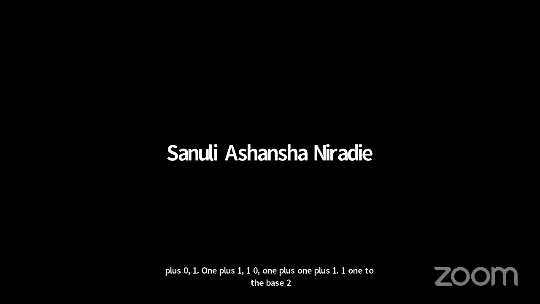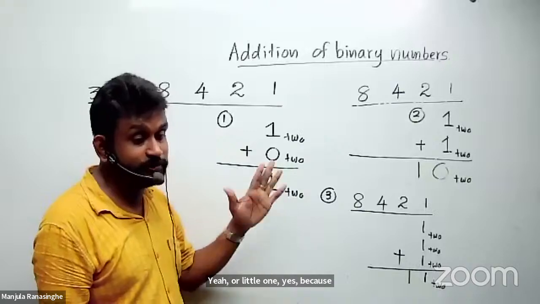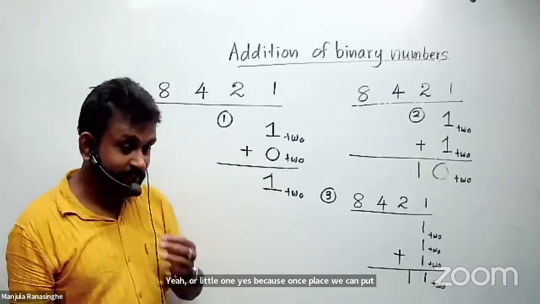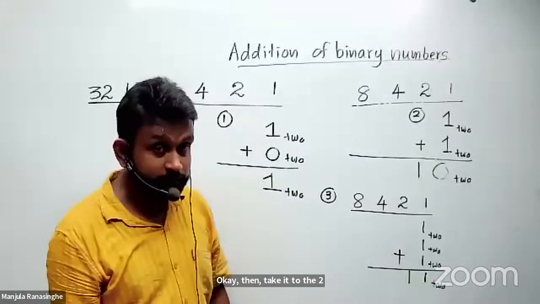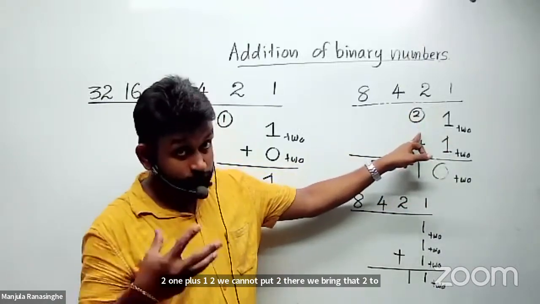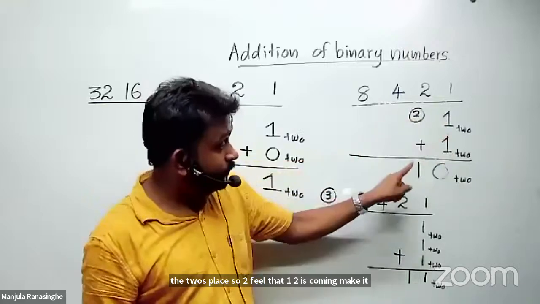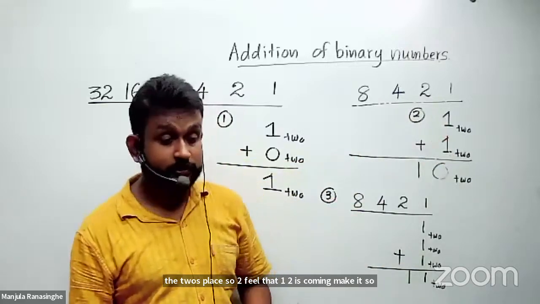So in the first example, we did it normally, like 1 plus 0, always 1, because in the one's place we can put 1, no issue. When we take it to the 2 side, 1 plus 1 is 2. We cannot put 2 there. We bring that 2 to the 2's place. So it feels that 1 two is coming. That's why we put 1.